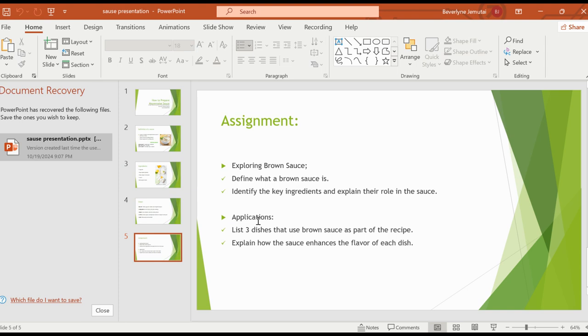You are going to define what a brown sauce is. You are going to identify the key ingredients and explain their role in the sauce. You are also going to list 3 dishes that use brown sauce as part of the recipe. You are going to explain how the sauce enhances the flavor of each dish.